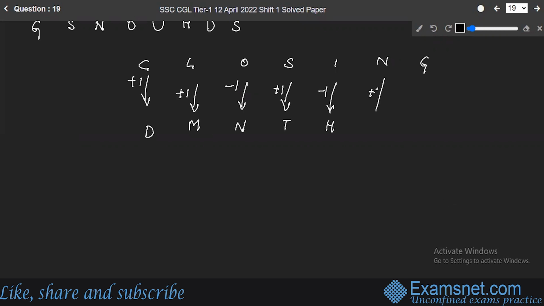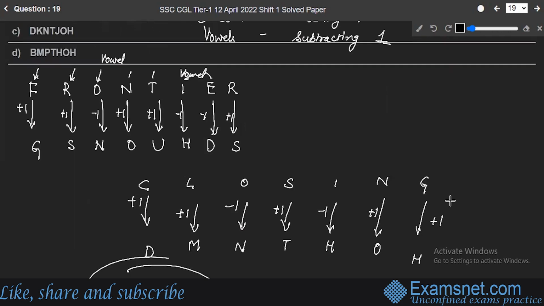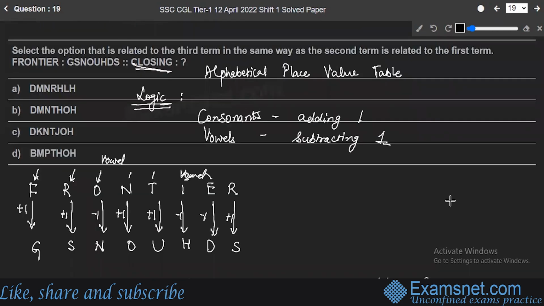N is a consonant, I'm adding 1 to it, so I will have O. G is a consonant, I'm adding 1, so here will be H. So the required set of alphabets is D, M, N, T, H, O, H. This is the one, right? Let's check with the options. D, M, N, T, H, O, H. This is option B, which is the answer to the given question.